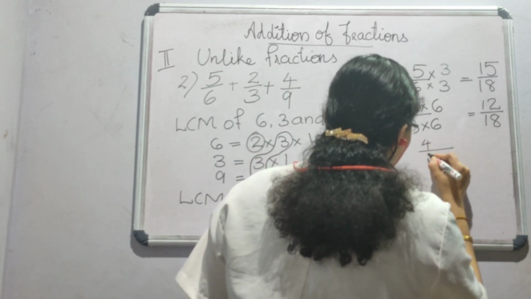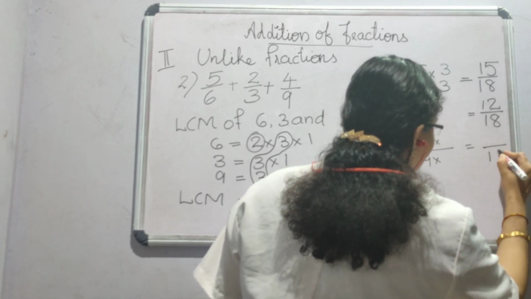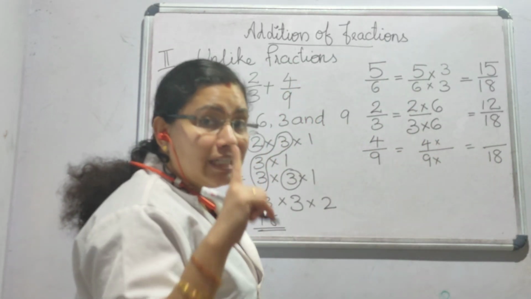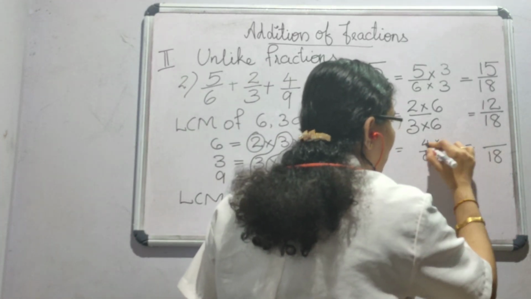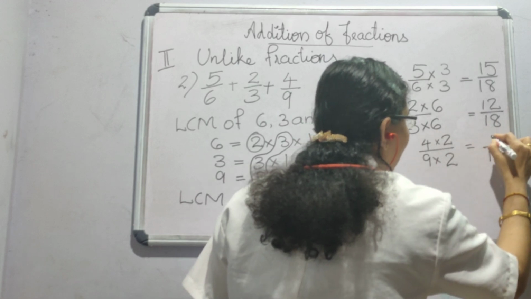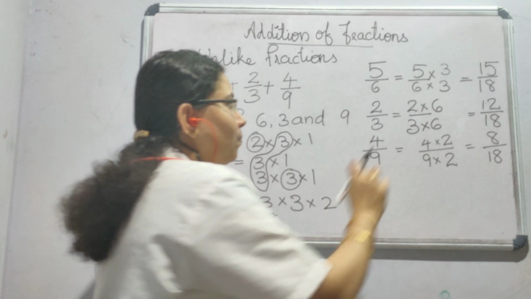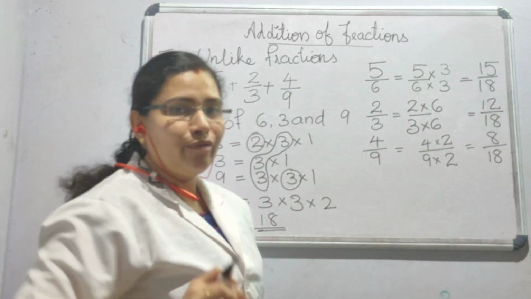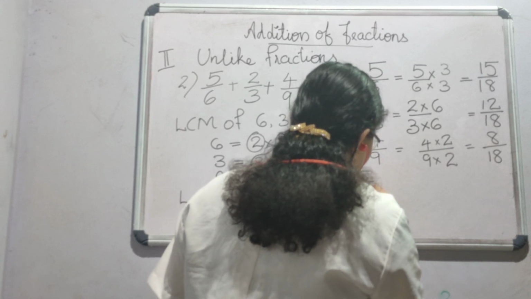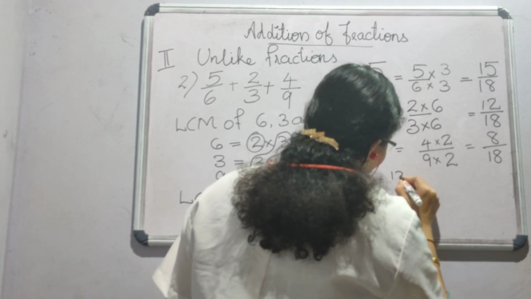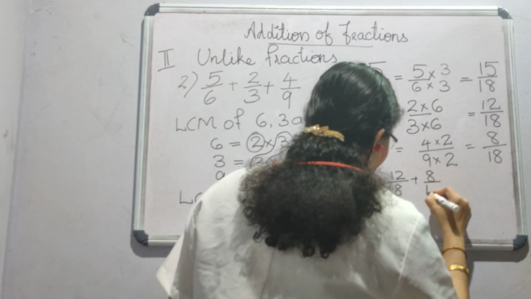Now the third, that is 4 by 9. Here 4 by 9, we have to multiply with another number so that the denominator must be 18. 9 2s are 18. So 4 2s are 8. So 8 by 18 is the answer. So these three are now in the form of like fractions. That is 15 by 18 plus 12 by 18 plus 8 by 18.